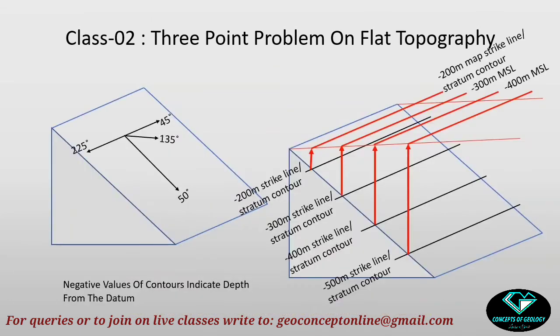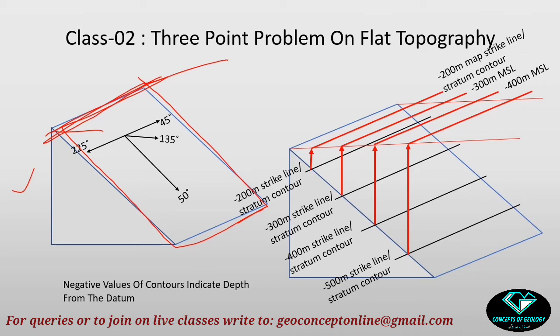Okay, now suppose I have a block diagram. This kind of diagram is called a block diagram or isometric diagram. Here it is shown that this is, suppose, an inclined plane. A horizontal plane may be imagined like this one, which is intersecting it in this line. So that means this intersection line will be the strike line of this inclined plane. Fine.